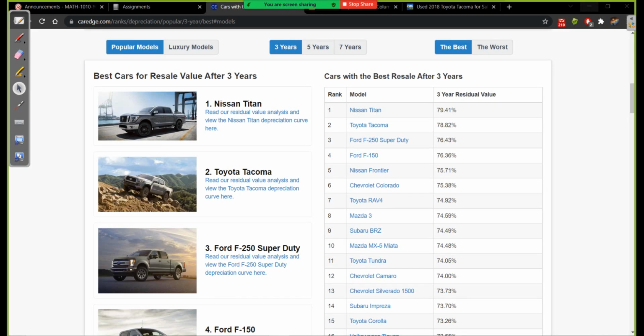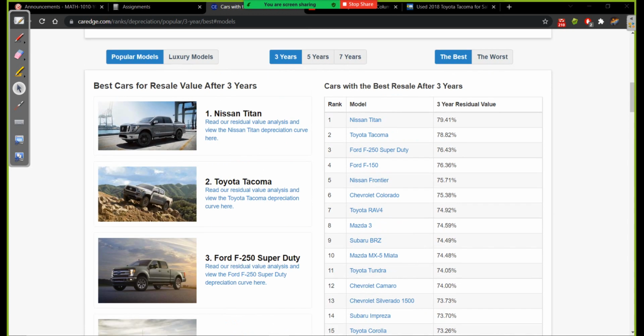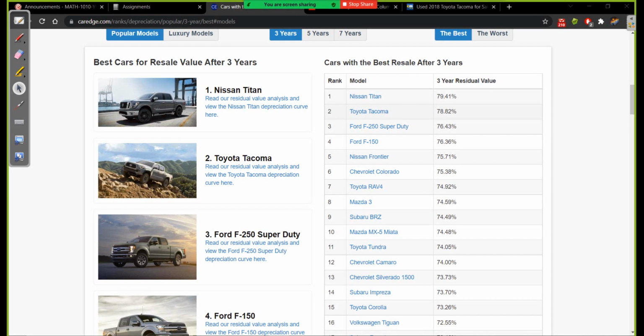It's not just a Honda or Toyota, because if you look at the 3-year depreciation model here on this page, you actually don't see a Honda until you get to 20th. And of course you see that most of these, as a matter of fact, this RAV4 is the first one you see that is not a truck. So trucks are the ones that have resale value, because there's lots of uses for trucks, obviously.